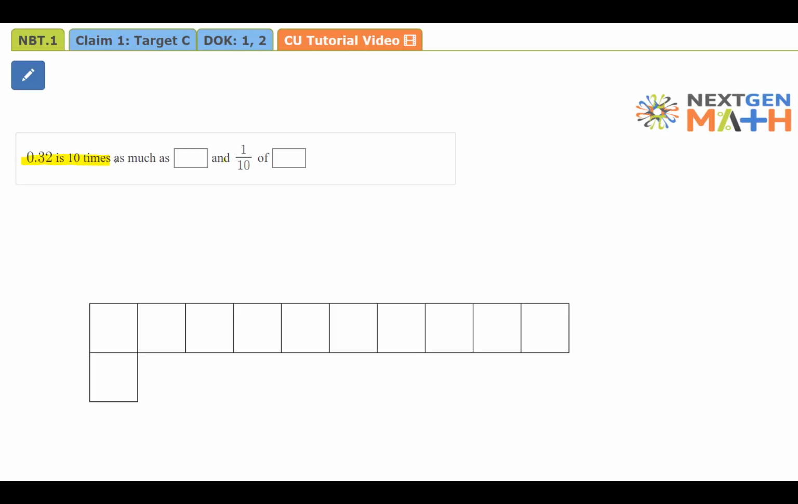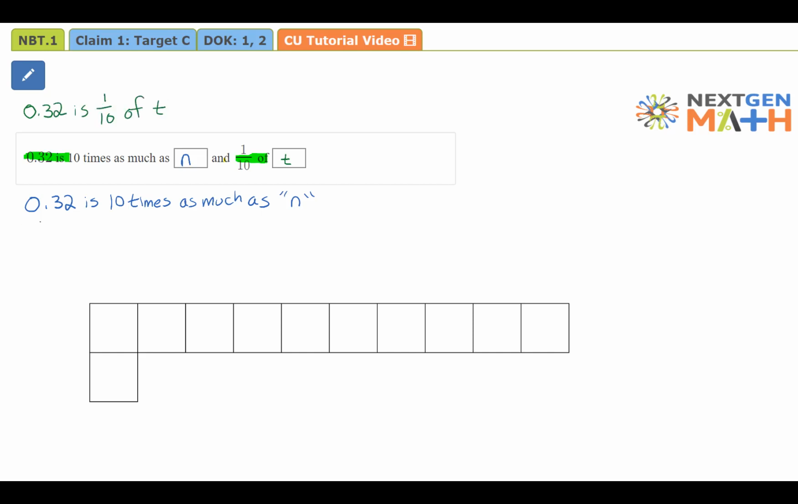32 hundredths is 10 times as much as blank and 1/10 of blank. Well, we really have two problems right here. The first one is 32 hundredths is 10 times as much as blank, and we're going to call that n. The second problem is 32 hundredths is 1/10 of blank, and we're going to call that blank t.